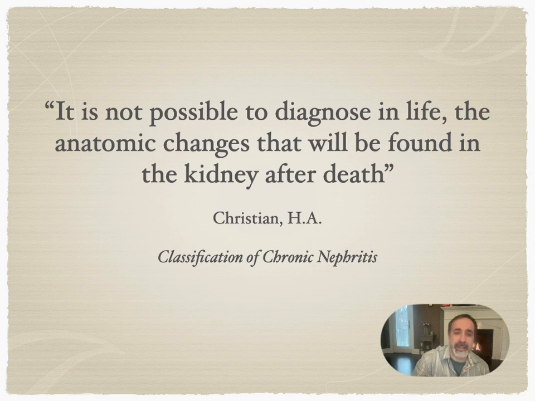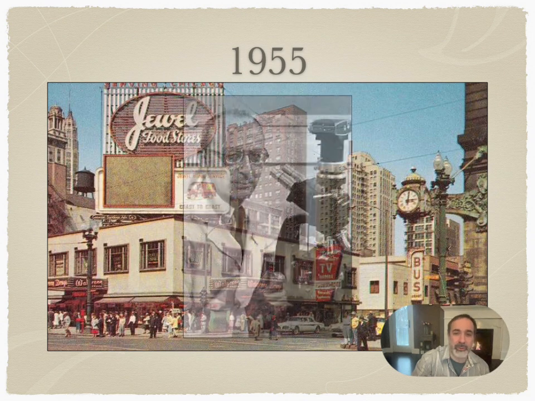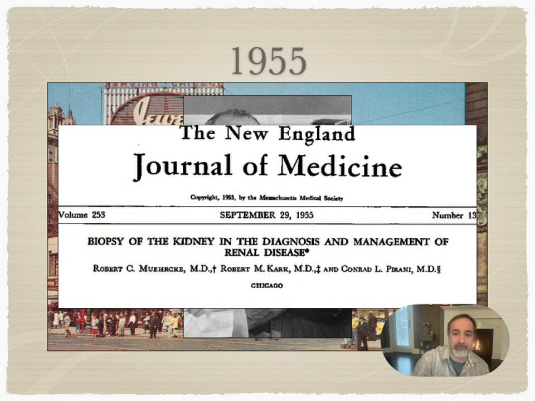By this point, I think it's safe to say that the quote from H.A. Christian, "It is not possible to diagnose in life the anatomic changes that will be found in the kidney after death," would be proven wrong. But we are still only at the beginning, and there is still much to learn. Keep in mind that this ideological fallacy persisted into the 1920s. If you choose to join me for my next lecture, I will take you through the extraordinary work of the first half of the 20th century and lead you right up to the edge of the astonishing world we know of today as the modern era of renal medicine.